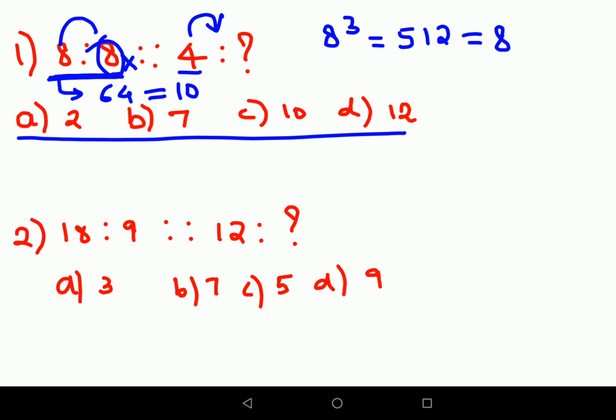So now let's see for 4. 4 cube is 64. When you add both the digits, you get the answer as 10. So your option C is your correct answer.